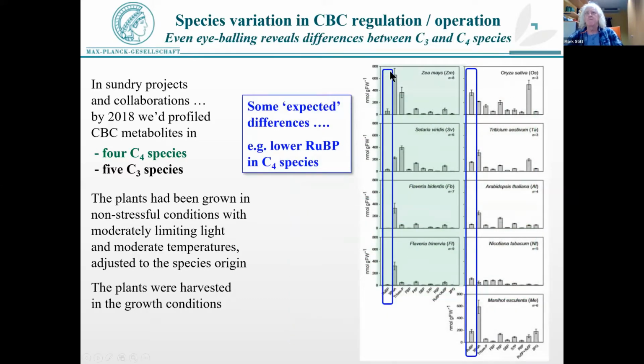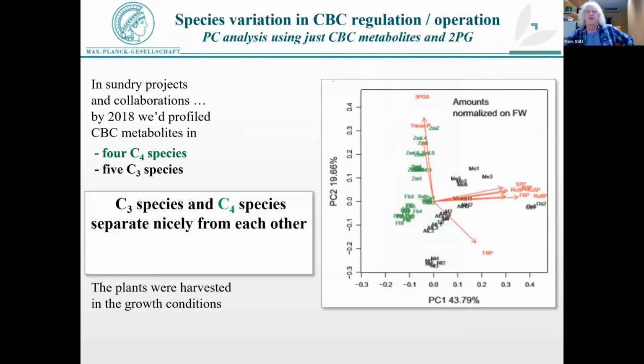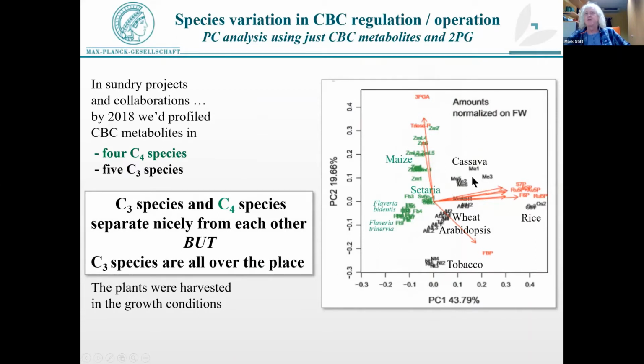In fact, we could just see by looking at the measurements that we had got some expected changes. Ribulose bisphosphate was lower in the C4 species because they have more efficient Rubisco, but a lower abundance of the Rubisco. This was expected. So we did the PCA, the principal components analysis, and the four C4 species, which are green, and the C3 did separate very nicely from one another. But the C3 species were all over the place.